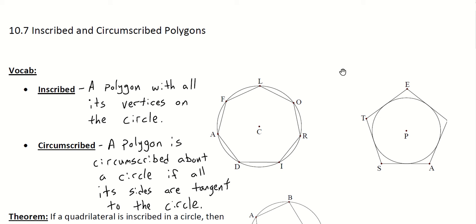A polygon is circumscribed about a circle if all its sides are tangent to the circle. Keyword there is tangent, right? So on the right here, we have a polygon outside of a circle, and each side is tangent to that circle. So this is a circumscribed polygon. This is an inscribed polygon.